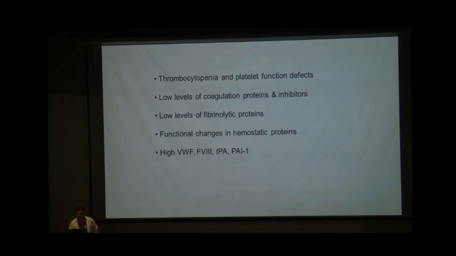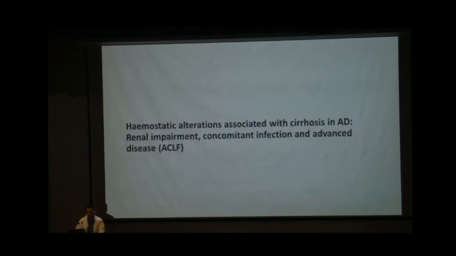So to summarize, thrombocytopenia and platelet defects are common in patients with cirrhosis. Low levels of coagulation proteins and inhibitors are noted in patients with cirrhosis. There's a low level of fibrinolytic proteins. There are functional changes noted in the hemostatic proteins, and there are high von Willebrand factor, factor VIII, tissue plasminogen activator, and plasminogen activator inhibitor 1, which maintain a hemostatic balance in patients with cirrhosis.